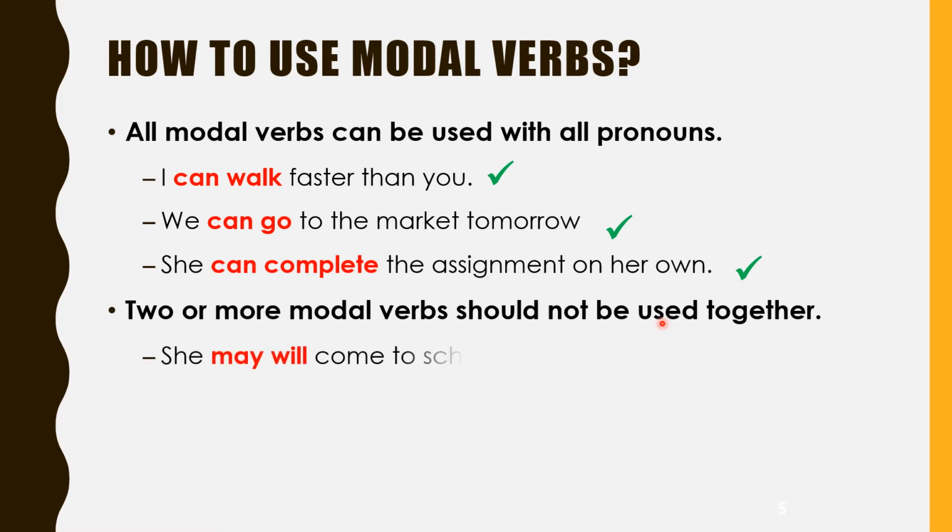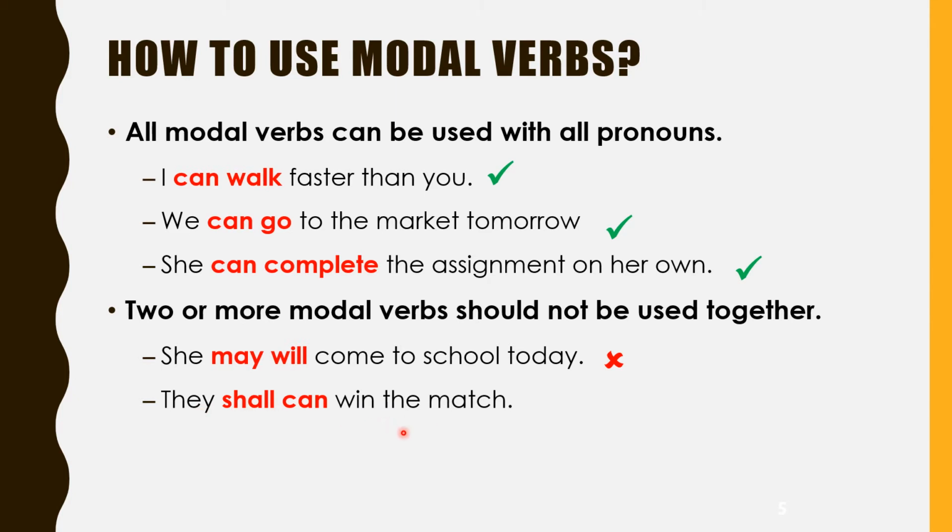For example, she may will come to school today. There are two modal verbs, may and will, hence it is wrong. Next, they shall can win the match. Here also we are using two modal verbs. Again, that is wrong. So we have to remember in one sentence there should be only one modal verb.